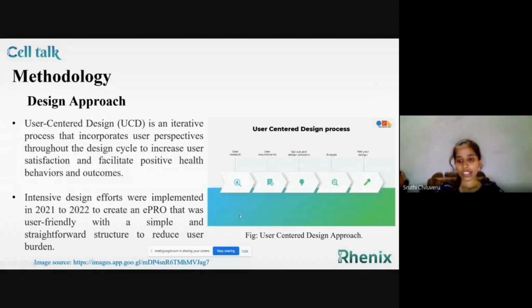As you can see in the picture, the user-centered design process includes 5 different steps. One is based on user research and user requirements, and based on the content of the user research and requirements, the content is followed by the design process. Next, the design is analyzed, and it can be tested in different resolutions like mobile, iPad, and laptop.